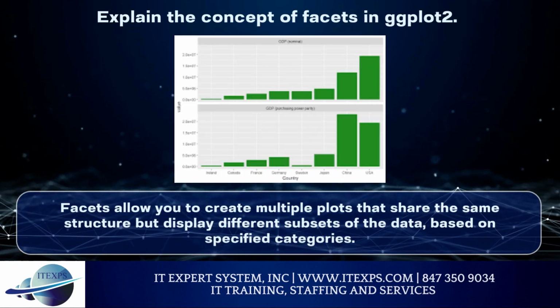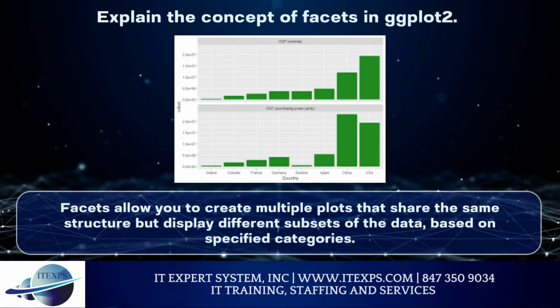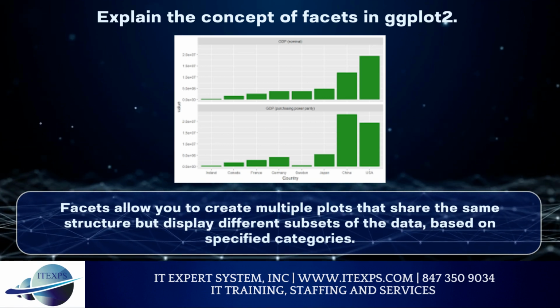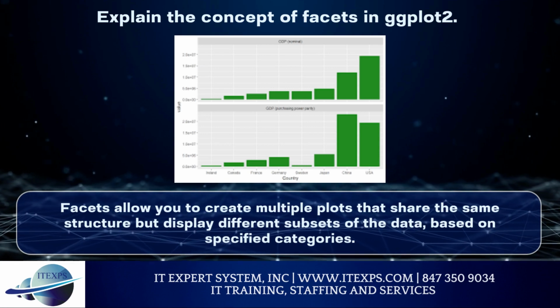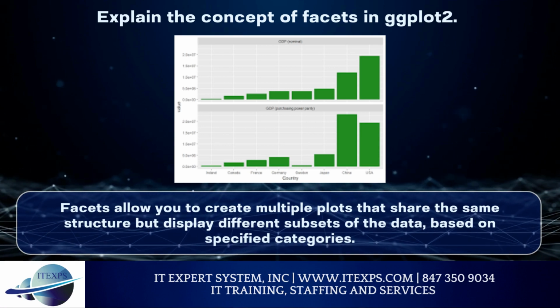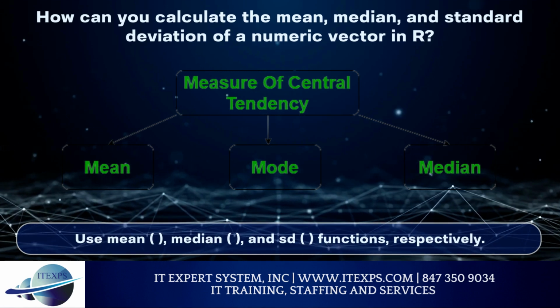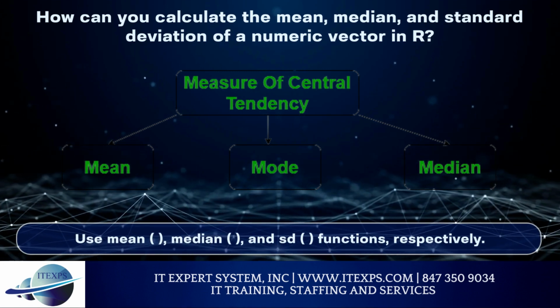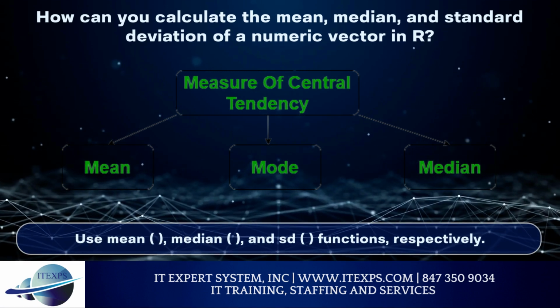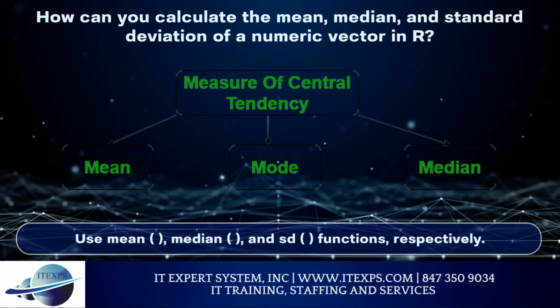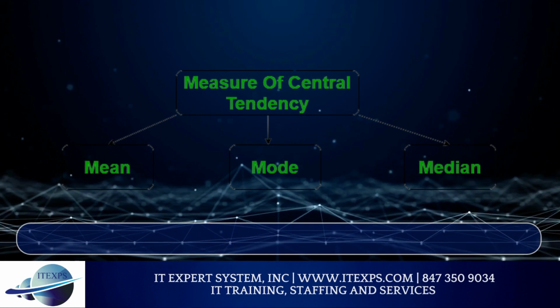Explain the concept of facets in ggplot2. Facets allow you to create multiple plots that share the same structure but display different subsets of the data, based on specified categories. How can you calculate the mean, median, and standard deviation of a numeric vector in R? Use mean, median, and sd functions, respectively.